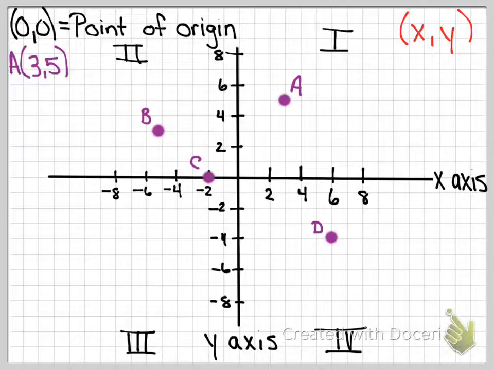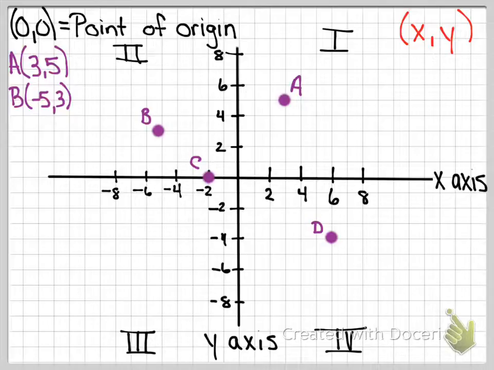Okay, and now let's look at point B. How many over now did it go on X? Wait, 5 or negative 5? Because it went left, point B is negative 5. And my Y value is what? No, it went up, so it's positive 3. If it went down, it would be negative. Okay, so it's positive 3.